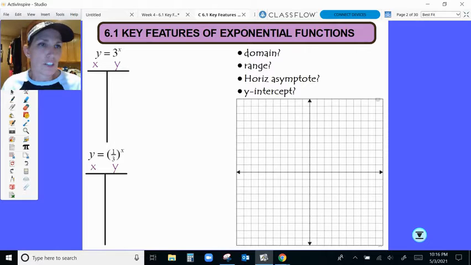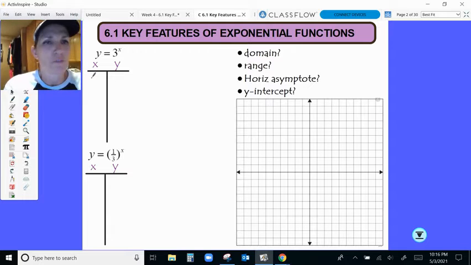So first of all, let's take a look at just y equals 3 to the x. And notice it's not y equals x cubed. It's y equals 3 to the x. So our variable is actually in our exponent, okay? And so I'm going to start with some kind of wacky numbers here. Let's just go from -4, -3, -2, -1, 0, 1, 2, 3, and then maybe 4 again.